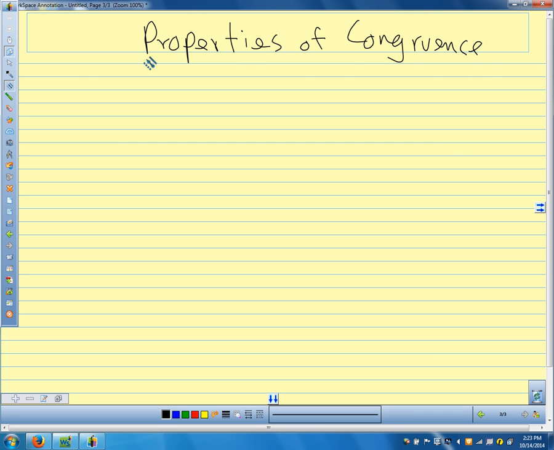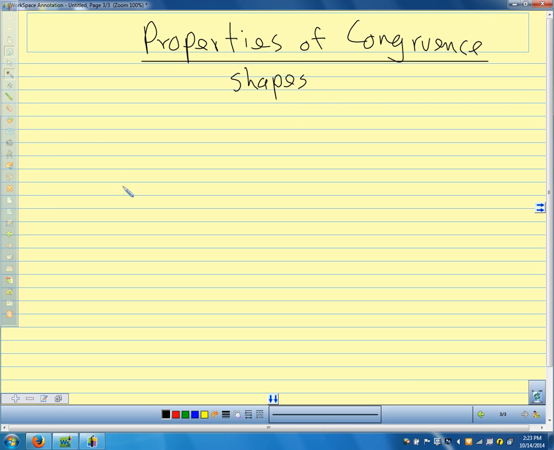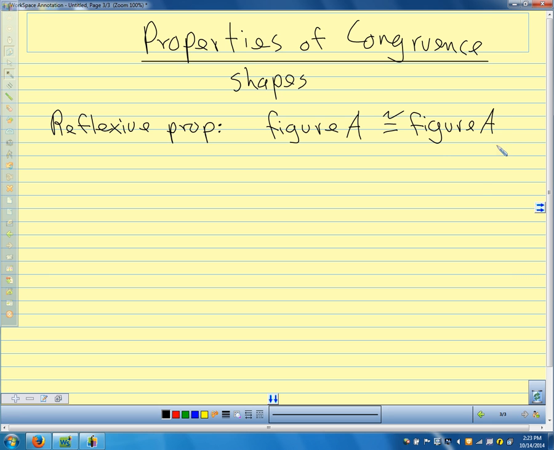So our properties of congruence. And these are for shapes. They have similar names and they work kind of the same way. Our reflexive property, and the book would say reflexive property of congruence. What reflexive property says is figure A is congruent to figure A. A shape is congruent to itself. That's what the reflexive property says.